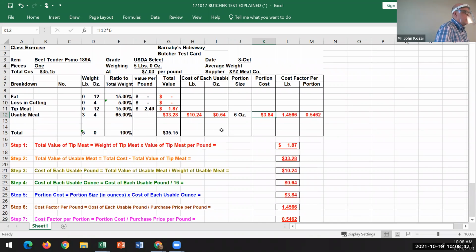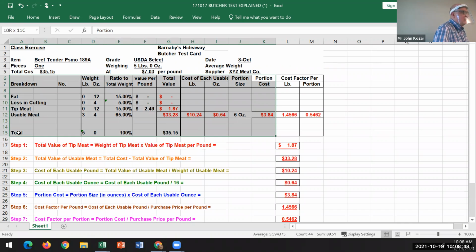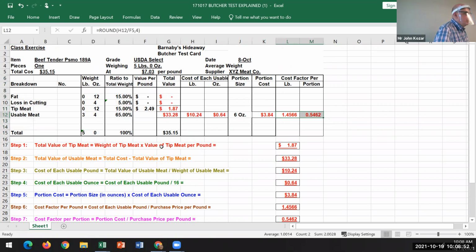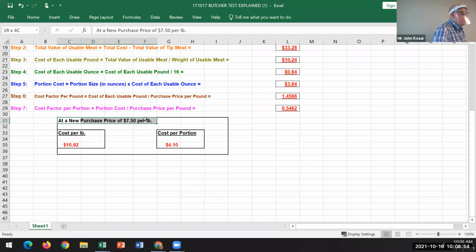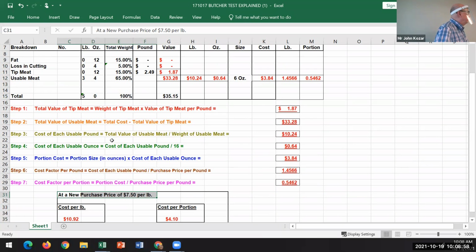And we'll see, when we do a review for the next exam, you don't have to do any of this. In fact, you will have this information and you'll have the new purchase price. All you have to do is multiply it.